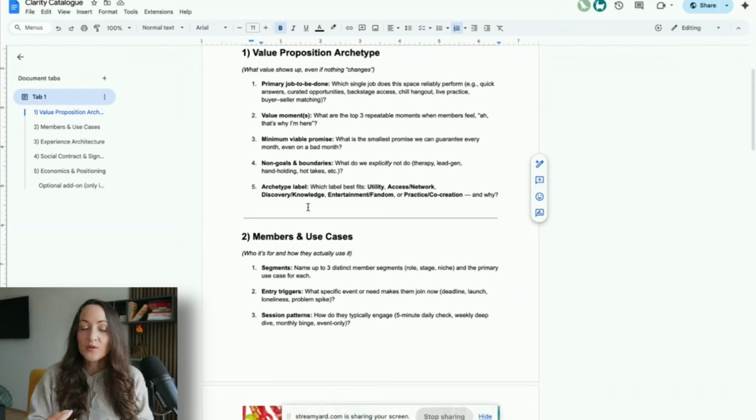Now, for some people, some objections come up, right? There are some reasons why they don't want to grow their community. It's because they're like, well, if I fill it and I promise that, how do I actually deliver on this or that?